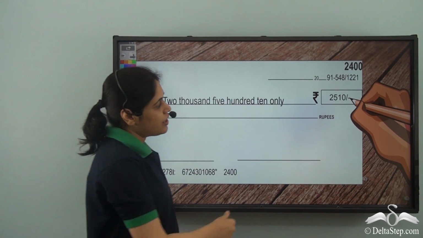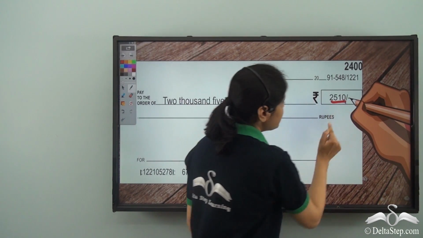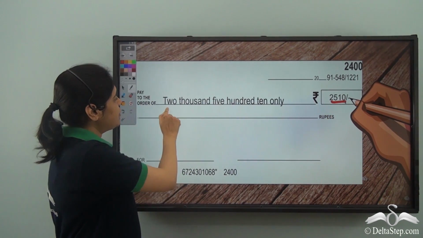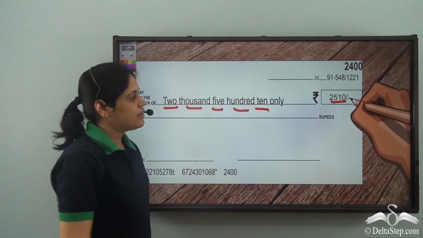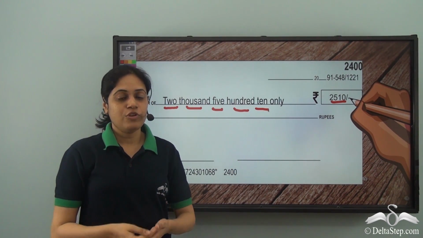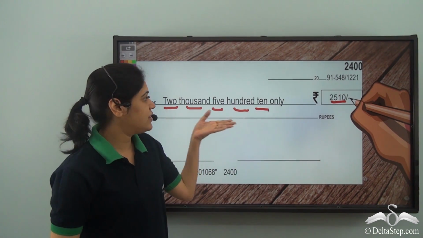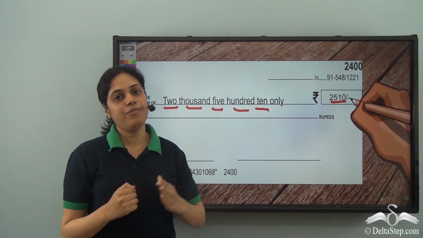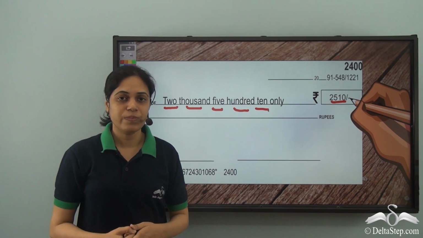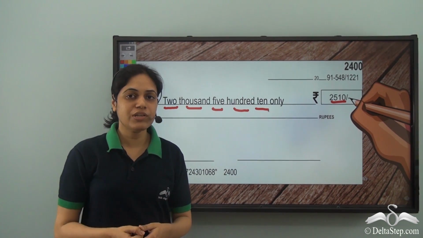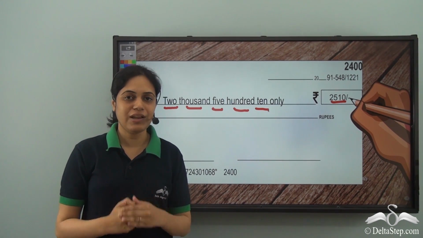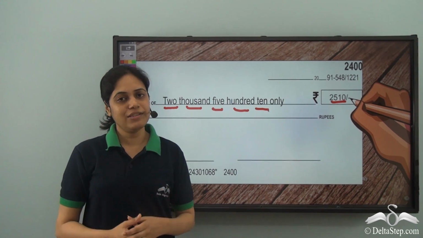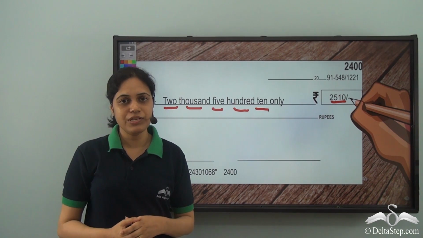In the check, he wrote 2510 as the number and two thousand five hundred ten as the name. So he understood that this is the number name of 2510, and he became curious to learn the number names of all the 4-digit numbers. So let us learn the number names of all 4-digit numbers.